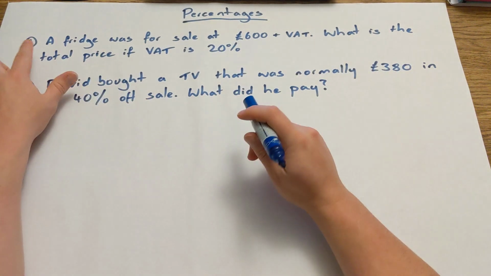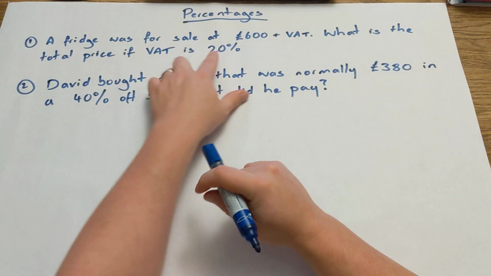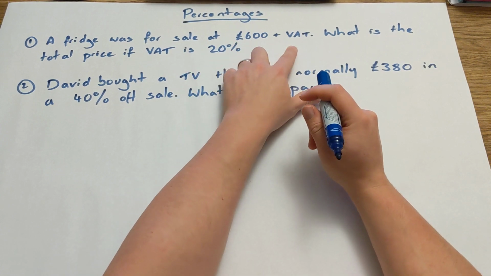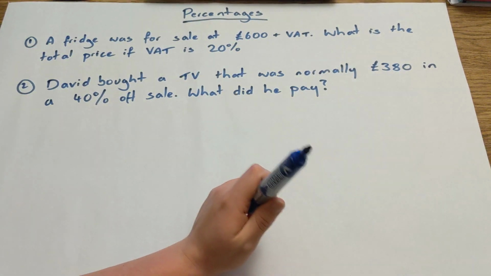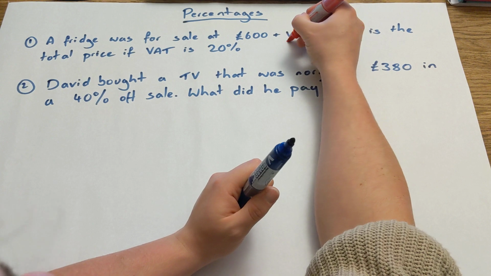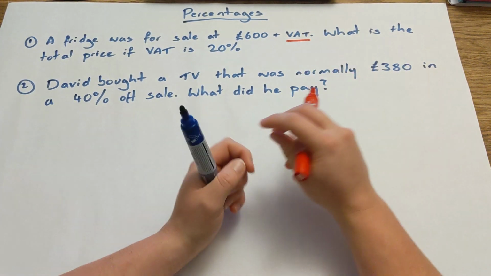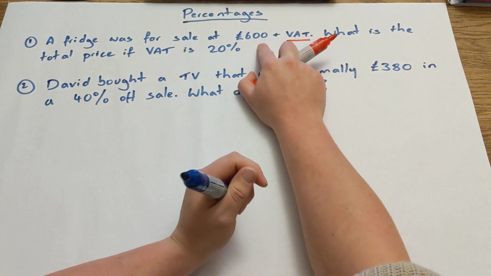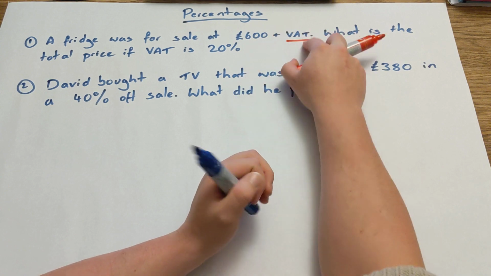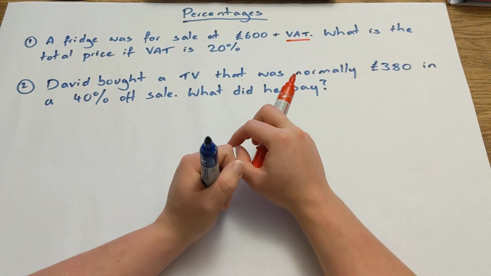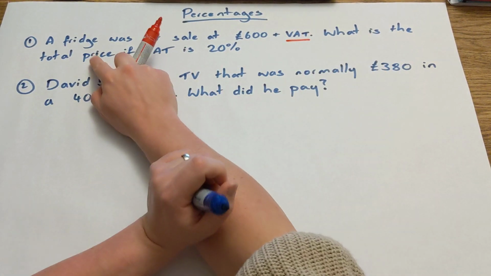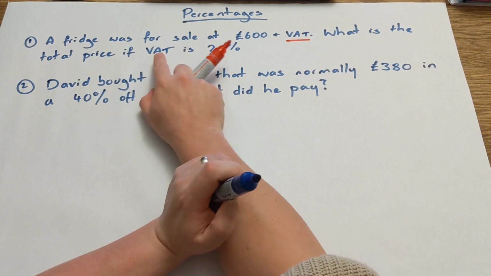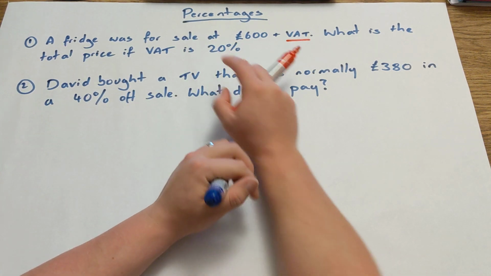Okay, so question one. A fridge was for sale at £600 plus VAT. Now remember, VAT is a tax we pay on top of things. So that means the fridge was for sale at £600 plus another amount of money. What is the total price of the fridge if VAT is 20%?